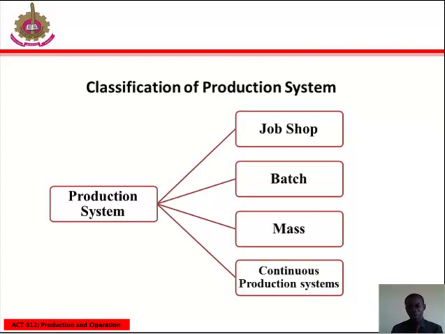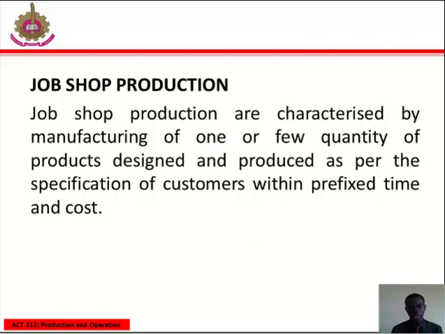As I said earlier on, we are going to talk about classification of production system. Production system can be classified into four classes, which are job shop, batch, mass, and continuous production system. And we are going to discuss each of these one after the other. Let's first of all talk about job production.